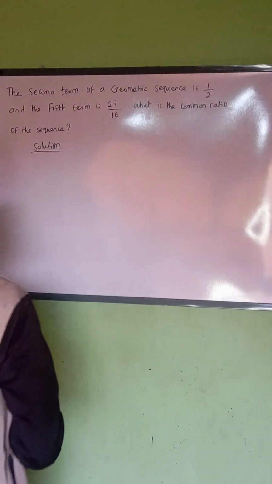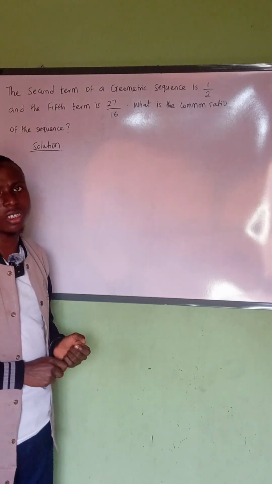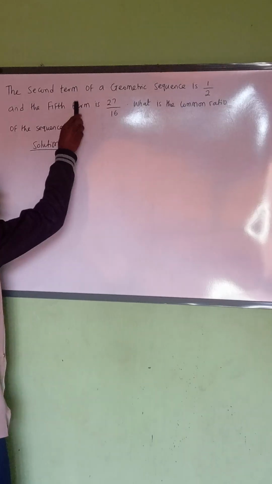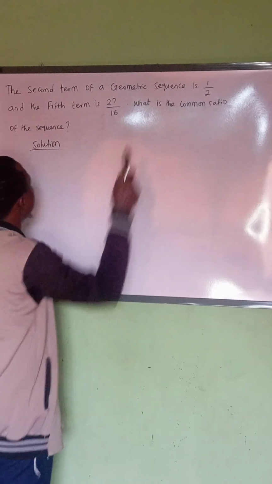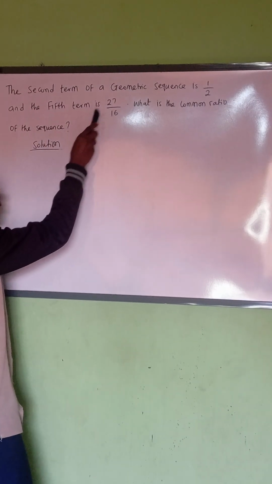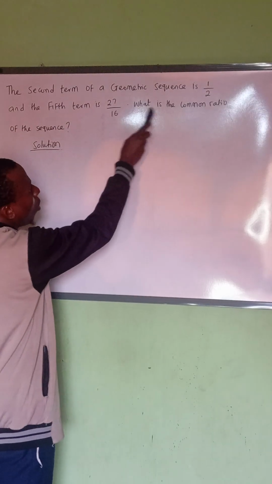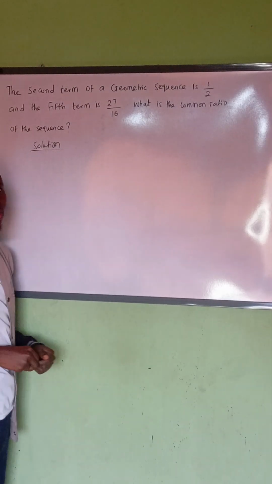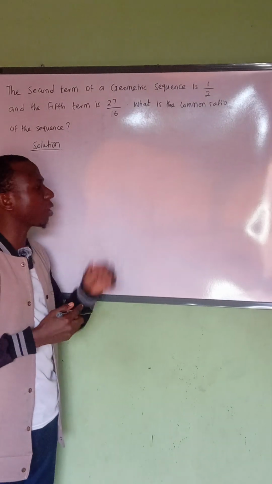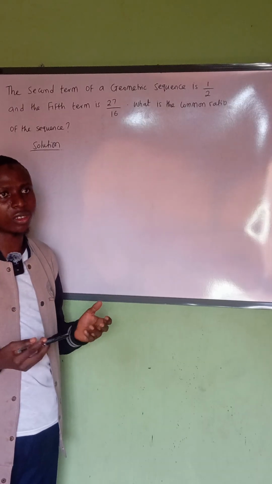Without wasting our time, let's quickly look at this mathematics question. The second term of a geometric sequence is 1 over 2 and the fifth term is 27 divided by 16. What is the common ratio of the sequence? Now, this particular question is talking about geometric sequence.